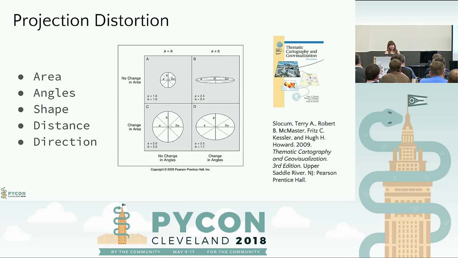There have even been ways of modeling different kinds of distortion, but basically the things that get distorted are areas, angles, and shapes of boundaries, distances from one place to another, and the direction on your map might be off, depending on what projection you use.